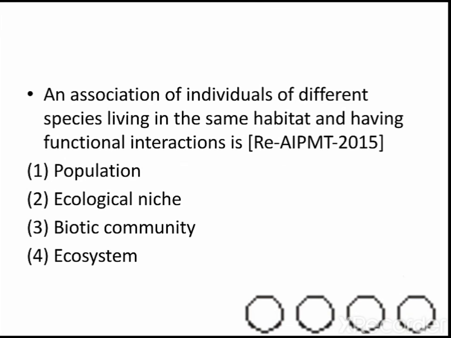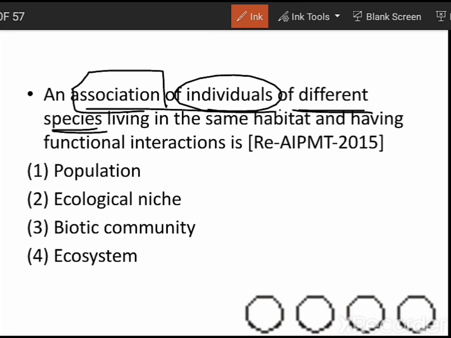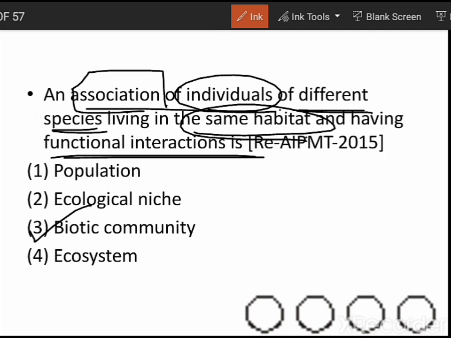Moving on with the final question, an association of individuals of different species living in the same habitat and having functional interactions is. So here they are asking for an association. It is an association of individuals and they are belonging to different species. They are living in the same habitat and they are having functional interactions. So it should be biotic community. Option 3 should be the answer. So this was again a question from AIPMT 2015.